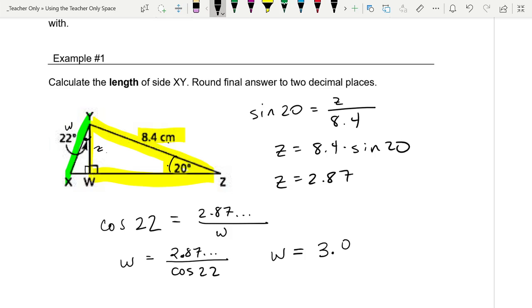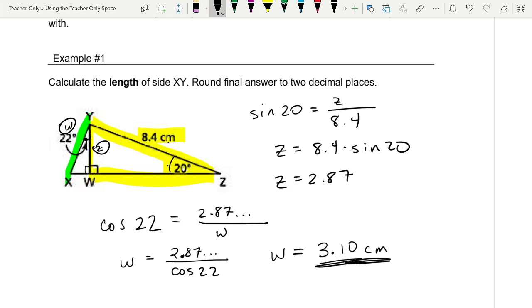And I get 3.0, well, actually, it'd be 9.98. It wanted 2 decimal places, so I write 9.98. Okay, and that's in centimeters. And there we have it. I had to find this side to calculate that side. Question?